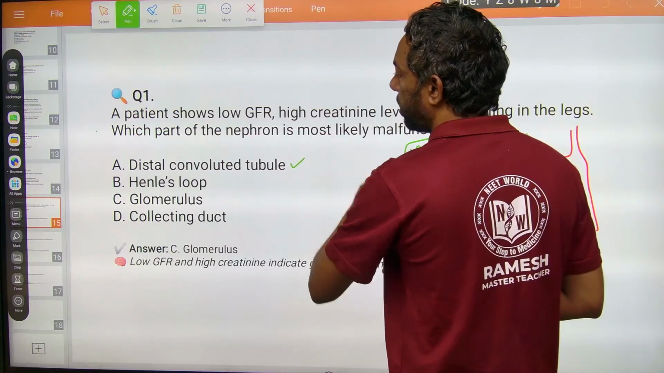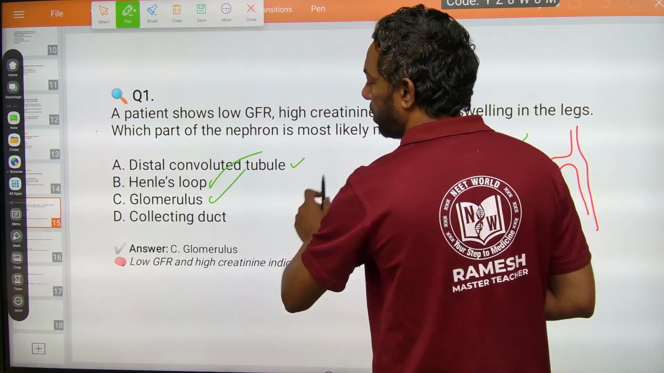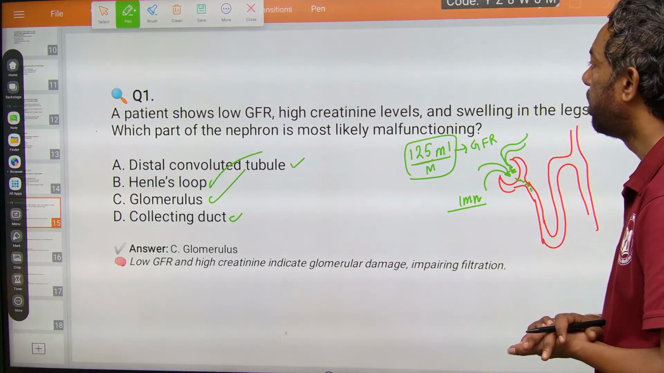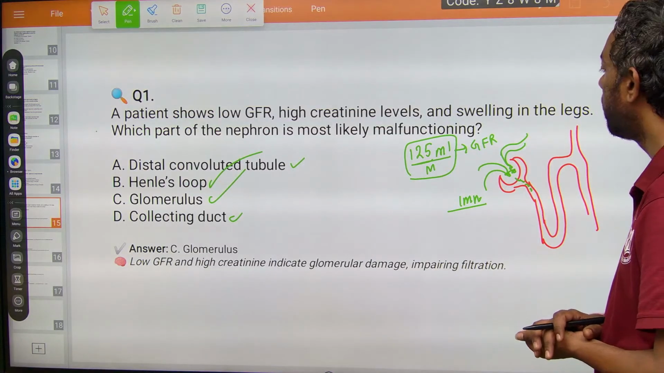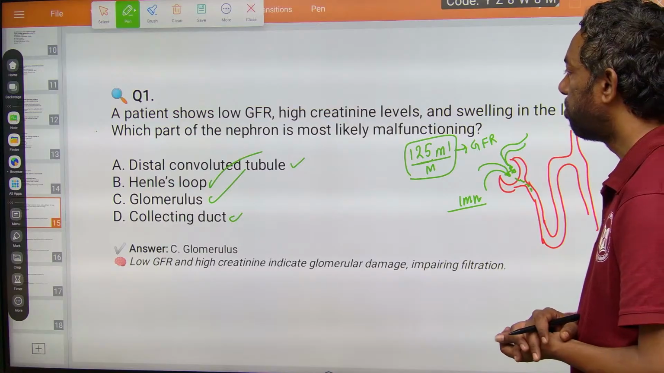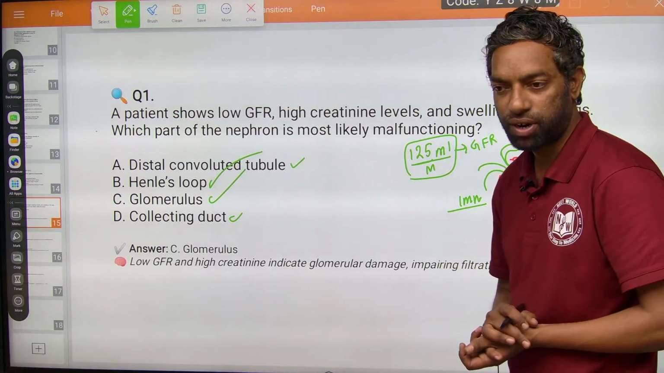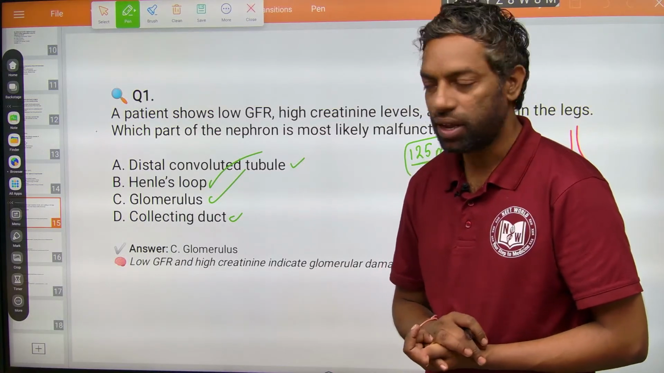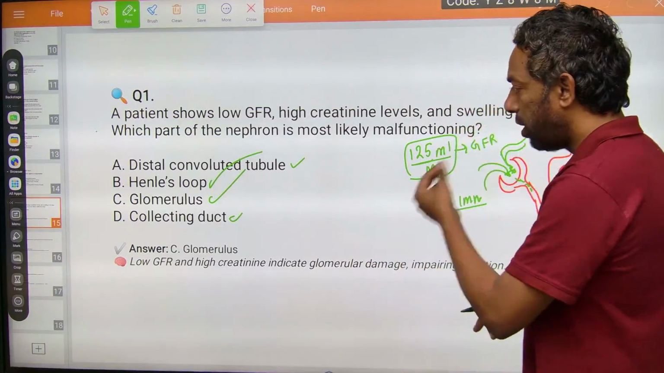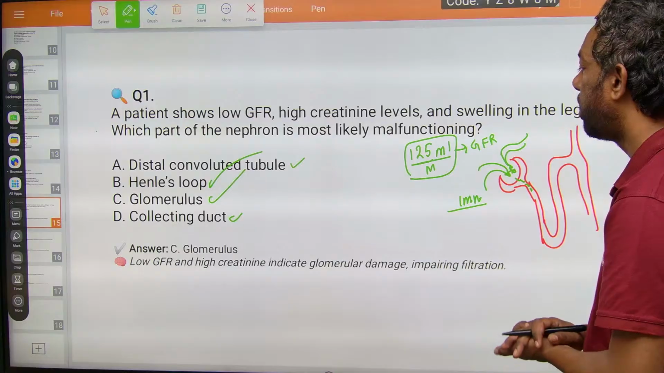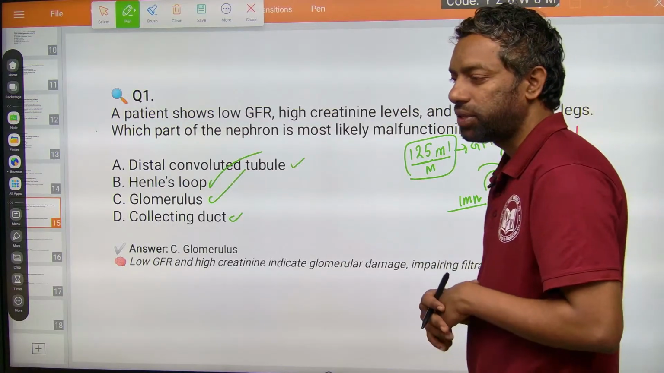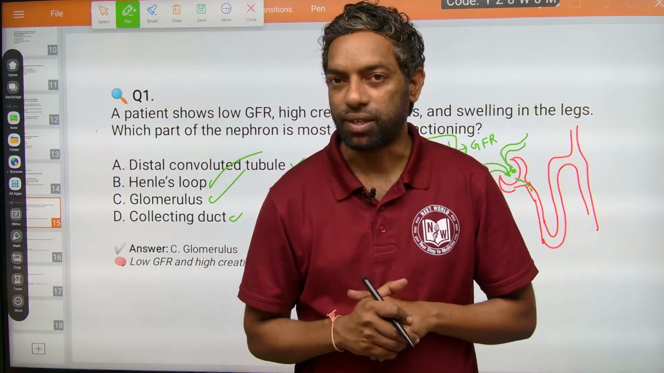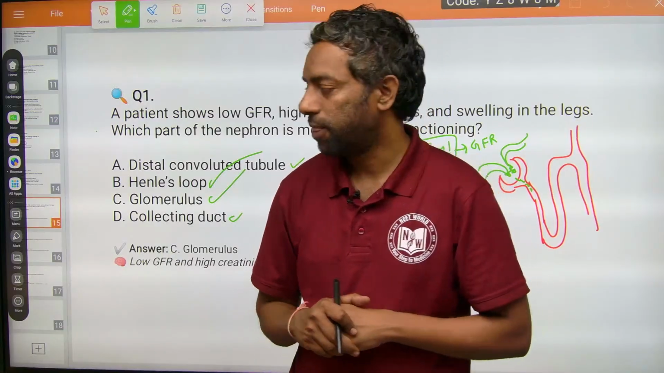Is the distal convoluted tubule the reason, the Henle loop, the glomerulus, or the collecting duct? The patient shows low GFR, high creatinine levels, and swelling in the legs. Which part of the nephron is more likely to malfunction? Obviously it is glomerular malfunction. There is damage of the glomerular blood vessels. Low GFR and high creatinine indicate glomerular damage. Creatinine is a muscle waste product that should be filtered and excreted.